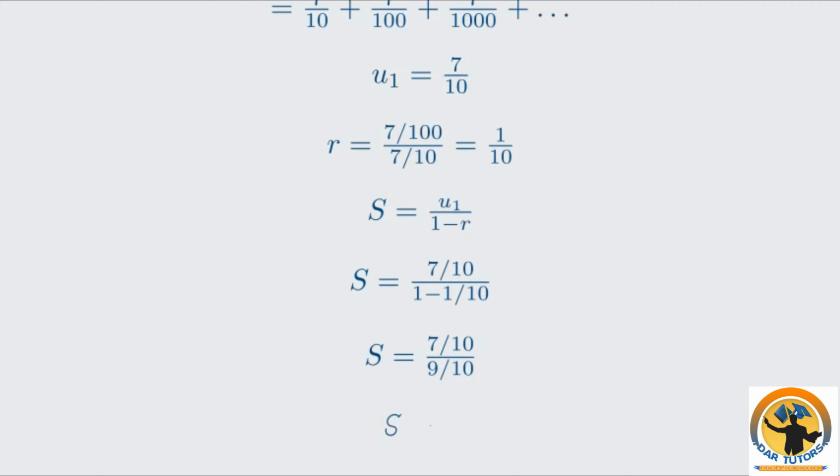When dividing fractions, we multiply by the reciprocal. The tens cancel out, leaving us with 7/9. Therefore, the recurring decimal 0.7 recurring is equal to the fraction 7/9. This method provides a rigorous way to convert any recurring decimal into a fraction.